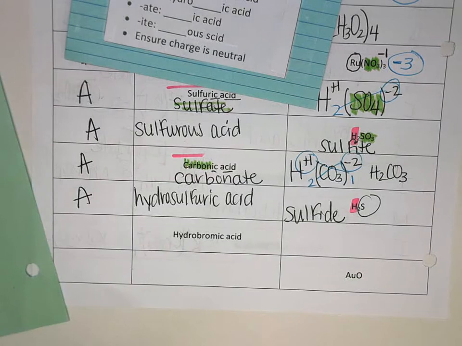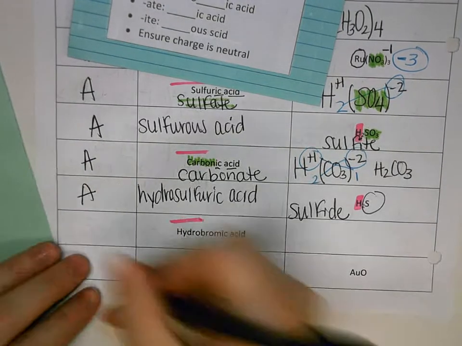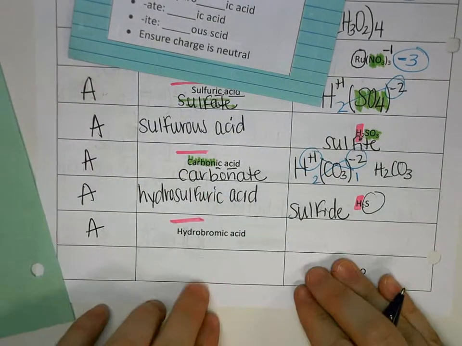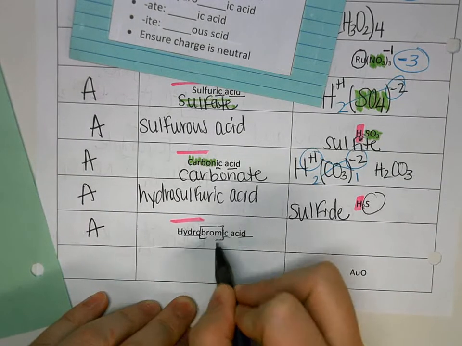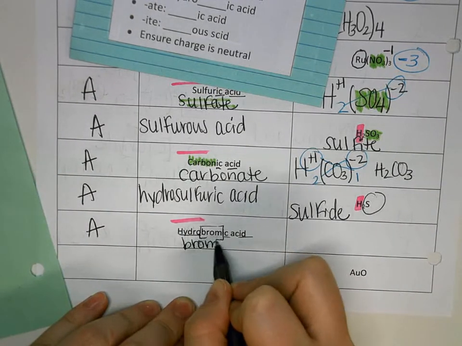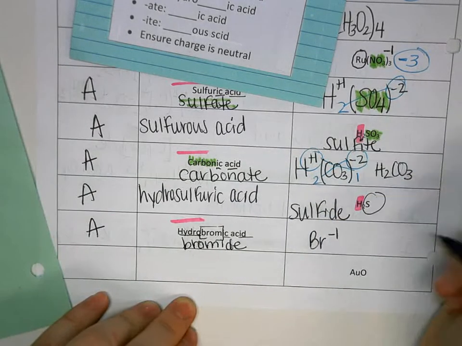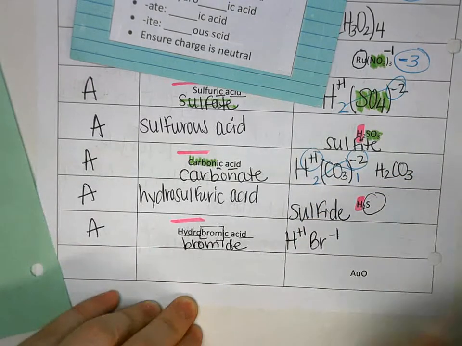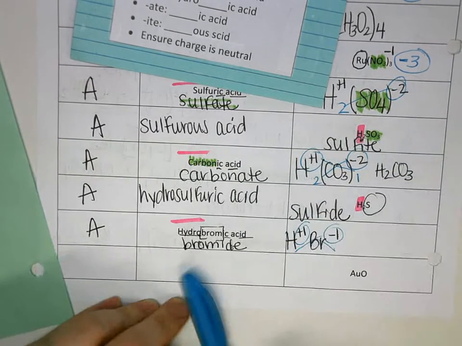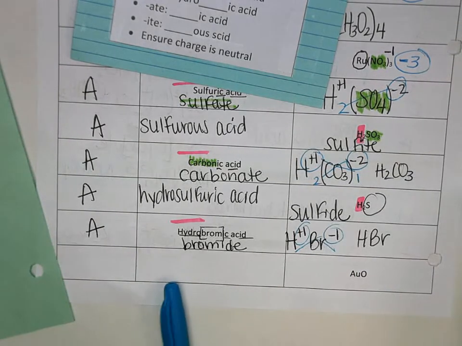Okay, next I have hydrobromic acid. So there's that unspoken hydrogen there, and this is an acid. So I have hydroblank-ic acid, which means that this brome was originally bromide. So bromide is Br-1. It's a hydrogen, so hydrogen goes on top. It's 1-to-1, so whenever I crisscross, we're just going to get HBr, hydrobromic acid.